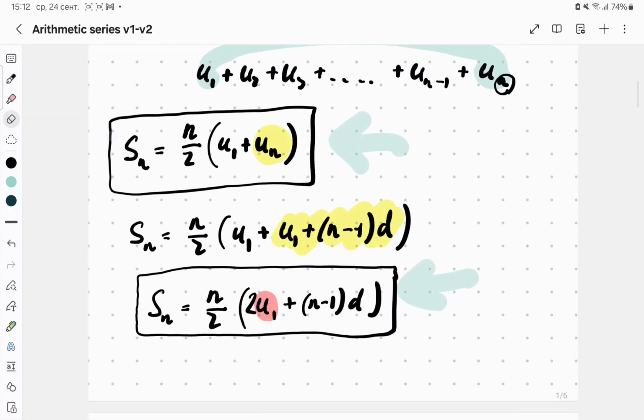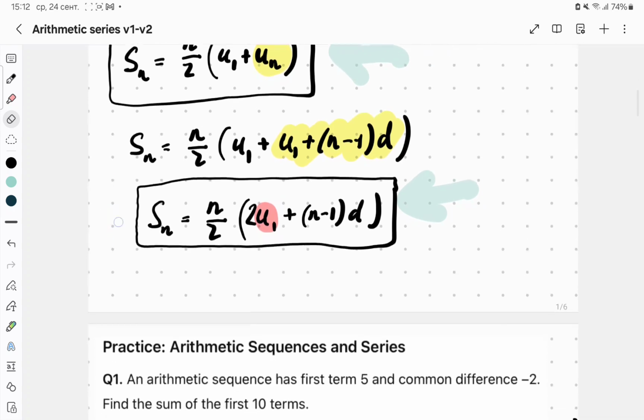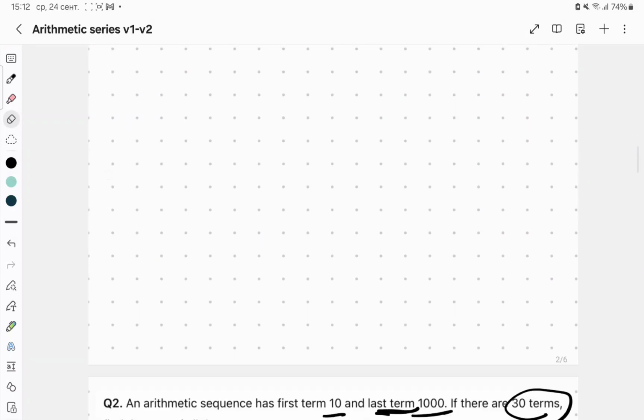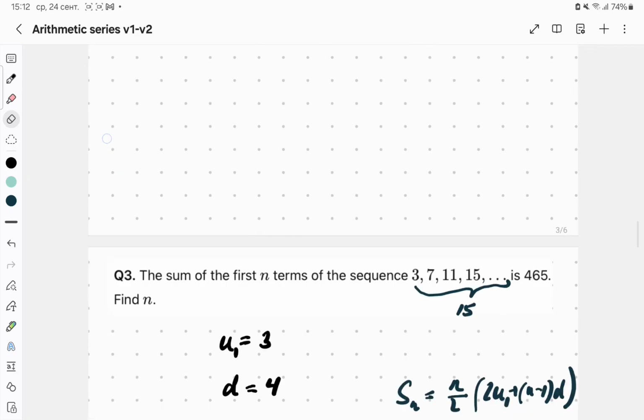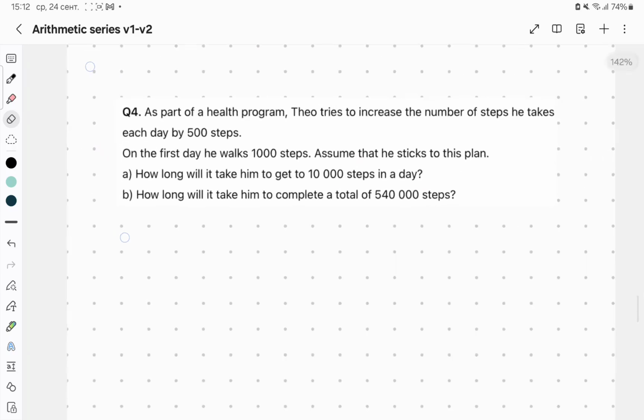There are two formulas. These formulas are also given in the formula booklet, so you will be able to use them during the formative or summative assessments. And let's consider this question.